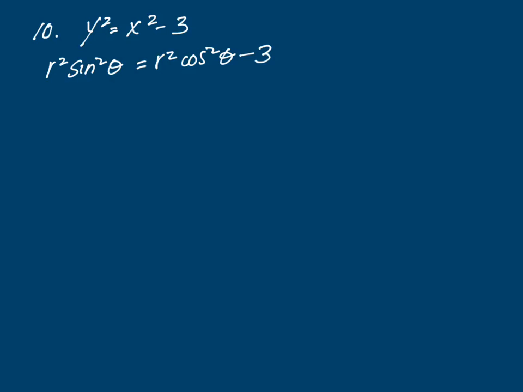Let's move on to number 10. You have y squared equals x squared minus 3. To me, these are the easiest. They're most fun. You can just remember those things, r sine theta and r cosine theta. So this is r squared sine squared theta equals r squared cosine squared theta minus 3. So we're going to get our r squareds together. So r squared times sine squared theta minus cosine squared theta is equal to -3.